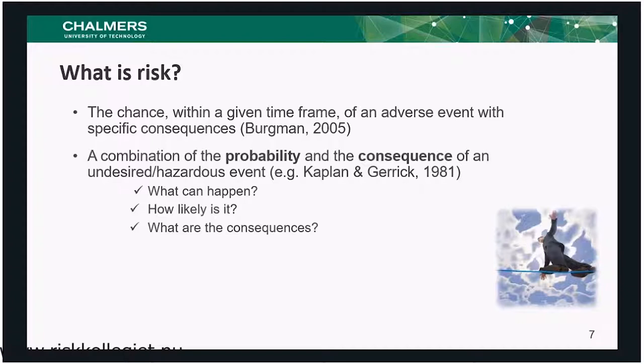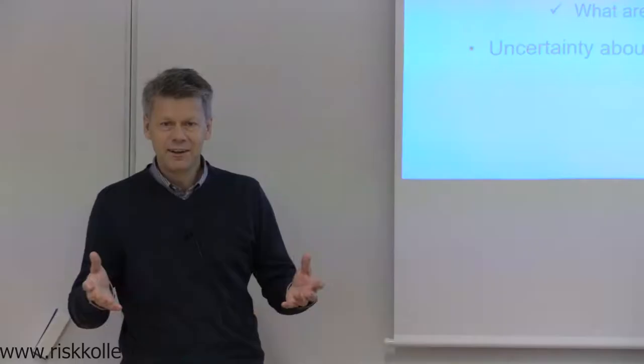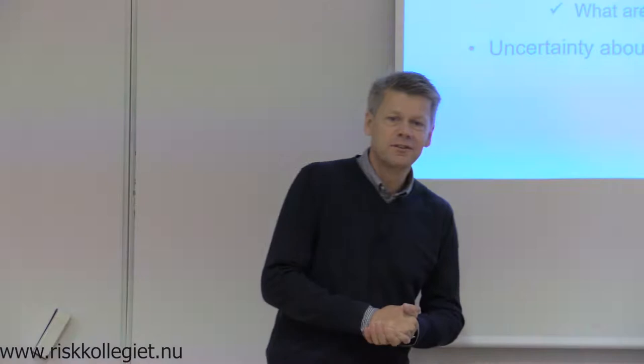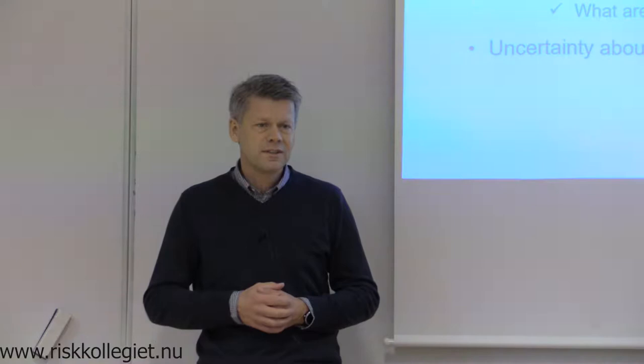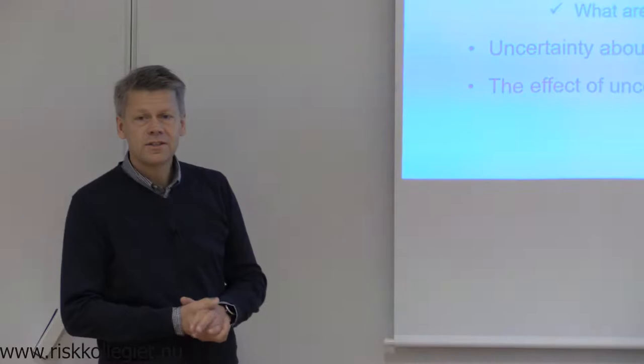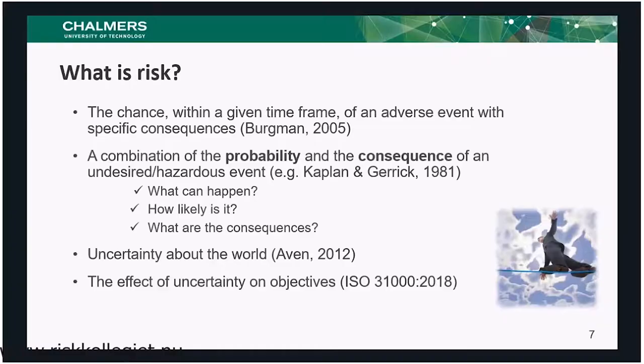Uncertainty about the world. Aven, I don't know. Are you going to read Aven's work in this course? A little bit, yeah. He has a lot of ideas and writes a lot of papers on the concept of risk and understanding risk and things like that. And the latest ISO, which is the effect of uncertainty on objectives, taking away not just focusing on the negative consequences, but uncertainty about what can happen.